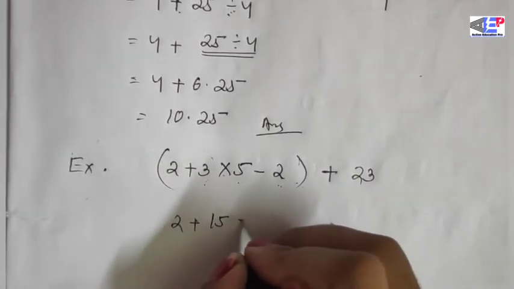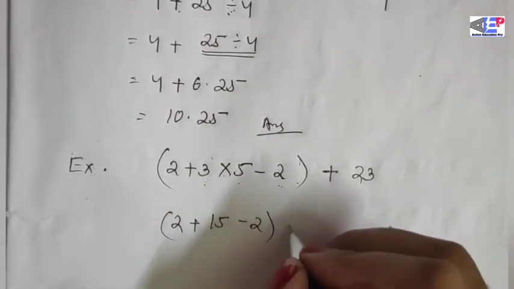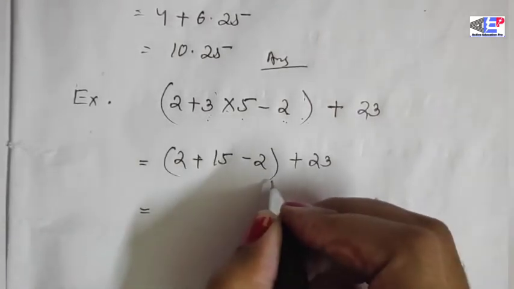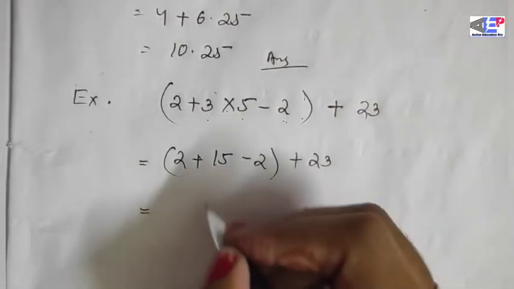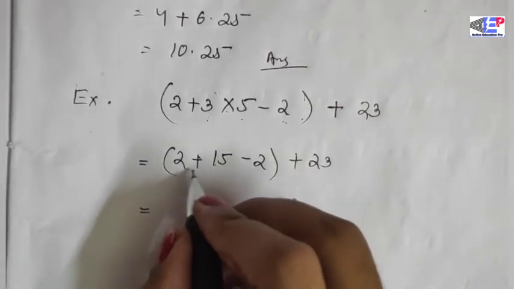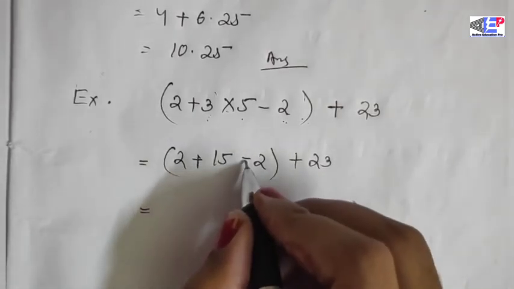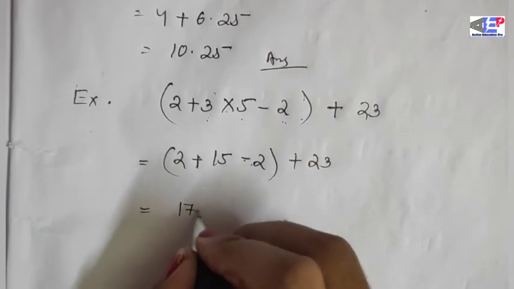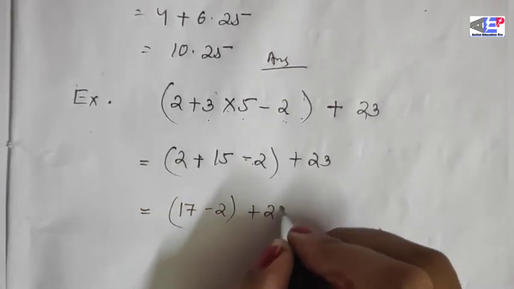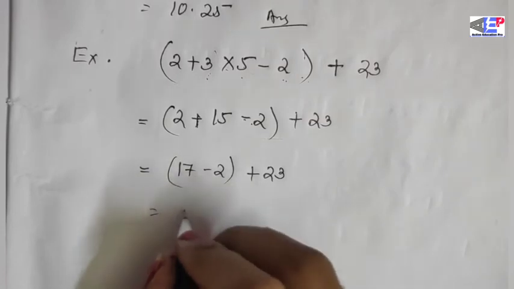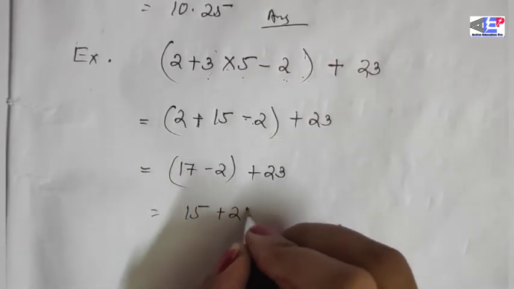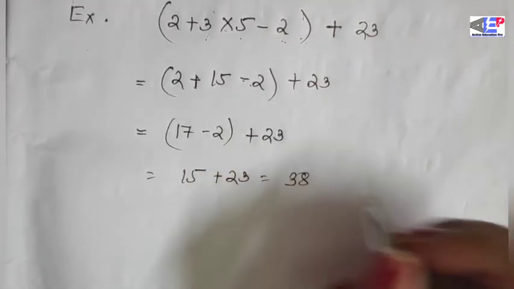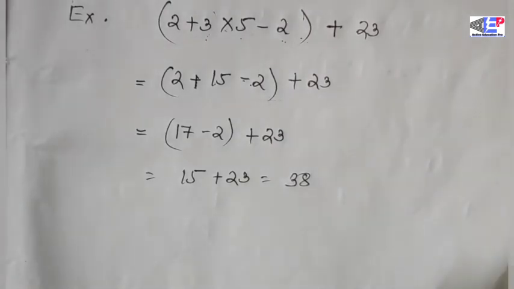2 plus 15 minus 2, bracket start, plus 23, is equal to. First rule, remove the bracket, but here there is addition and then subtraction. As per the rule, first add then subtract. 15 plus 2 is 17, minus 2, plus 23. Then remove the bracket. 17 minus 2 is 15, plus 23. And the answer will be 38.